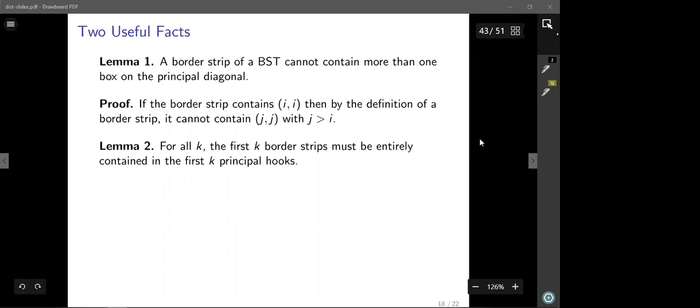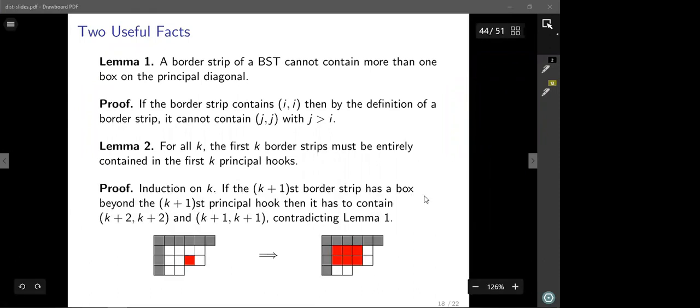And so from this, you can deduce that for all k, the first k border strips must be contained entirely in the first k principal hooks. So this is an induction on k. Let me just give you an example. Suppose you have figured out that the first border strip is entirely contained in this.